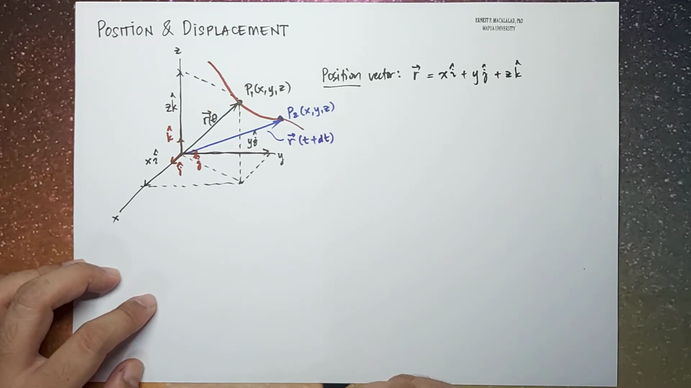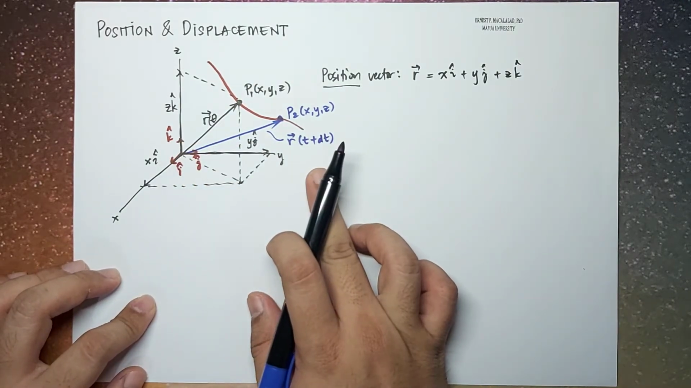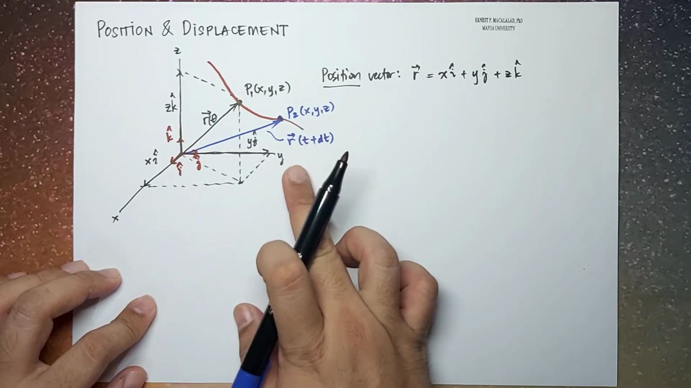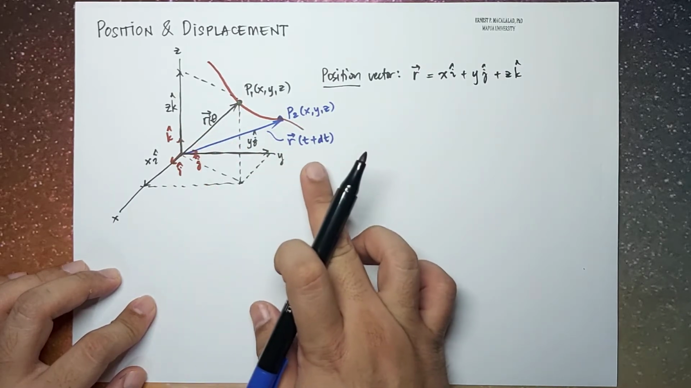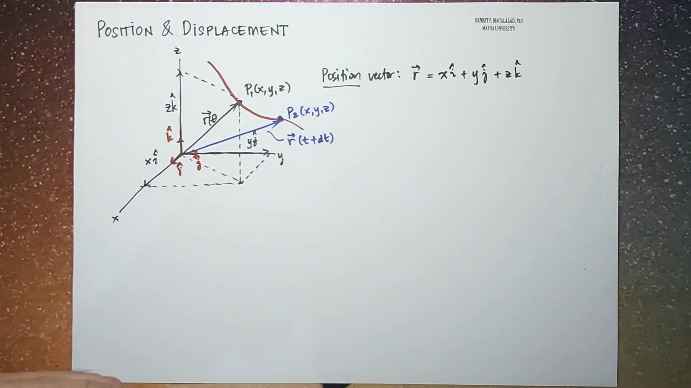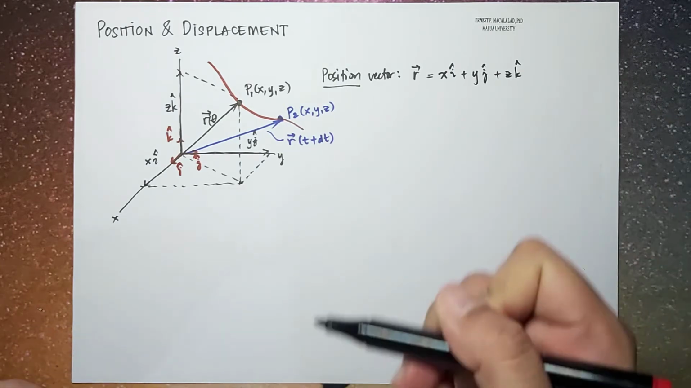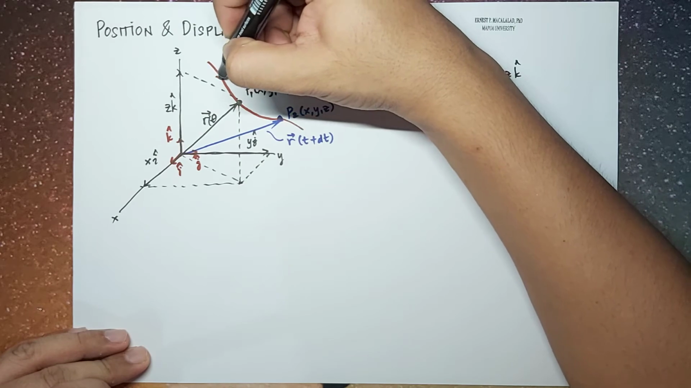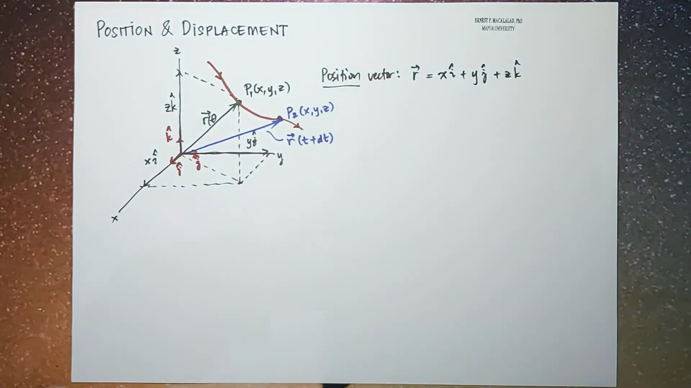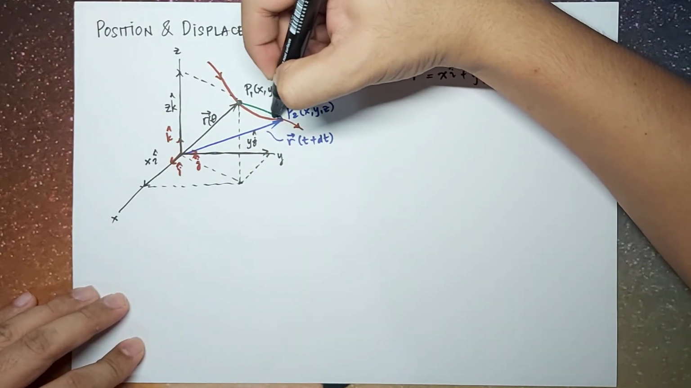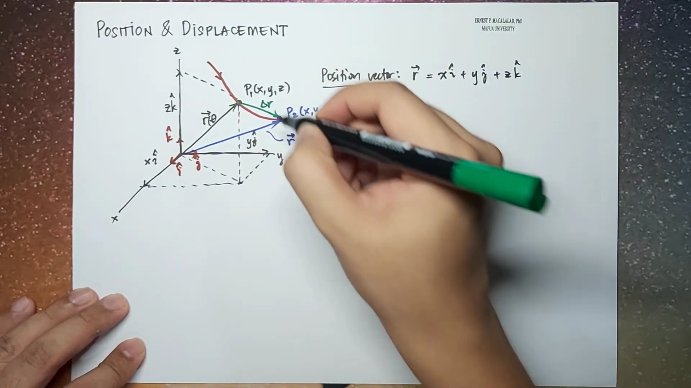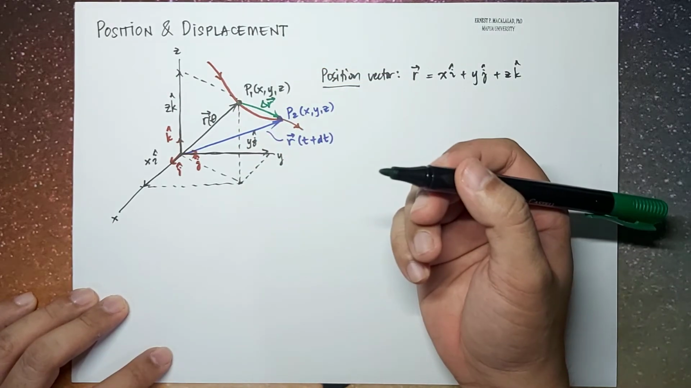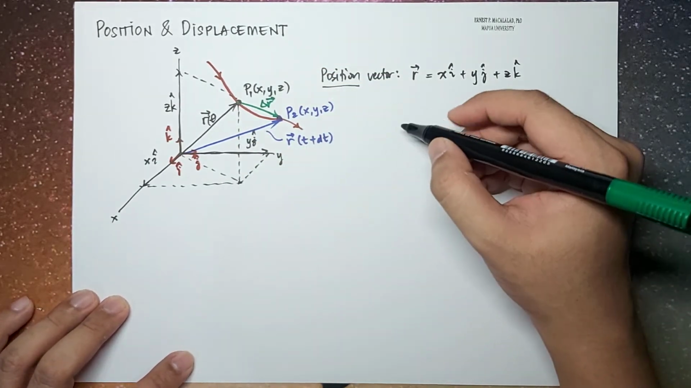Here we now have two positions, r at time equal to t and r at time equal to t plus delta t. From here we can say that the particle moved in this direction, and we can define the vector that expresses the change in position. The change in position is given by this vector. Let's call this delta r.